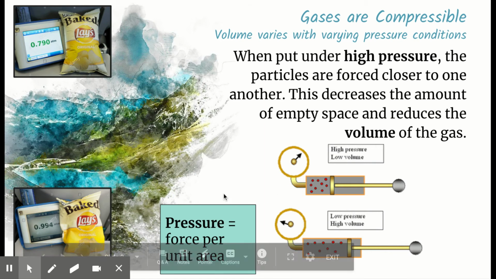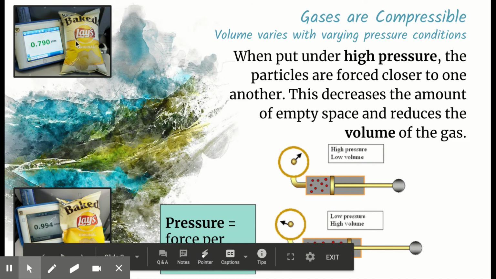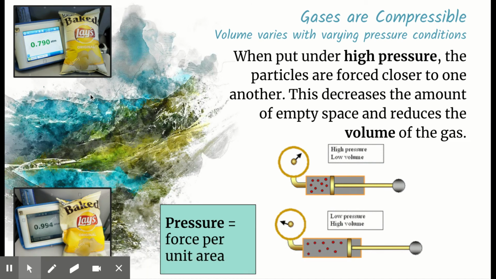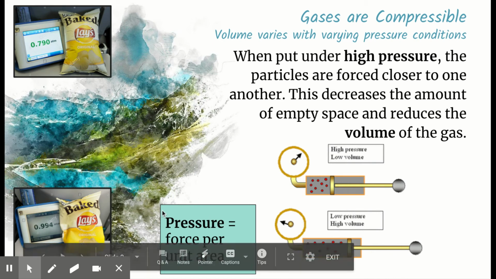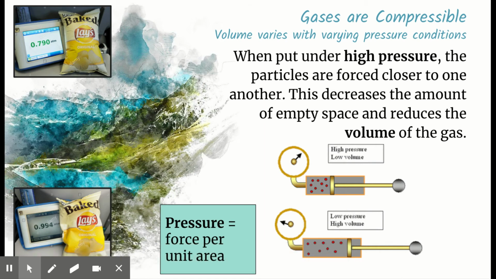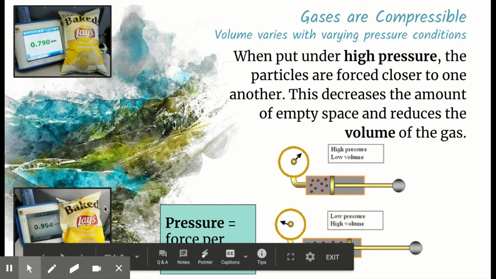This is actually what you see if you've ever taken a bag of chips up into the top of the mountains. You have a lower atmospheric pressure as you go up in elevation, and so lower pressure leads to a larger volume for the gas inside that bag. Just so you're aware, pressure is normally defined as force per unit area. We haven't talked much about pressure yet.